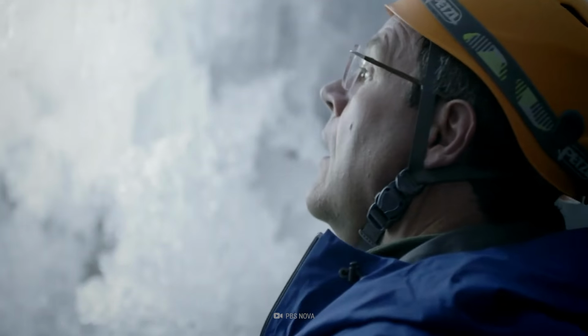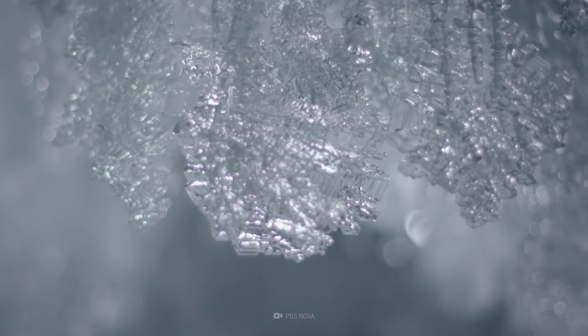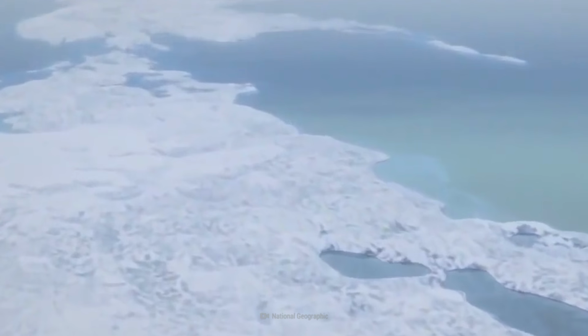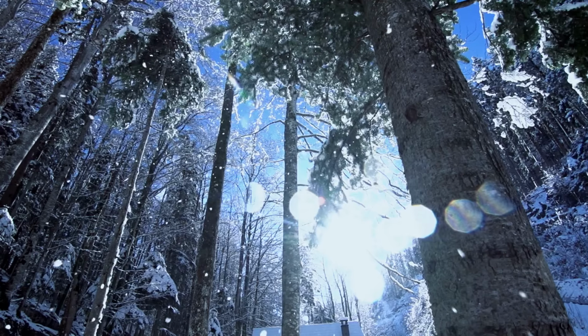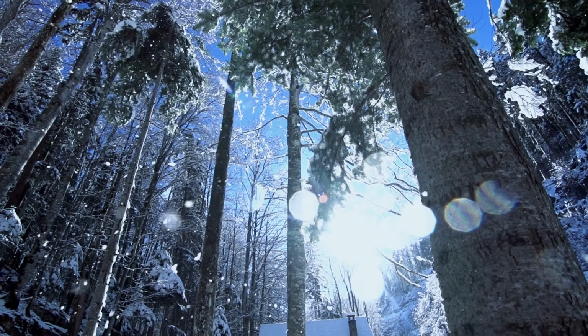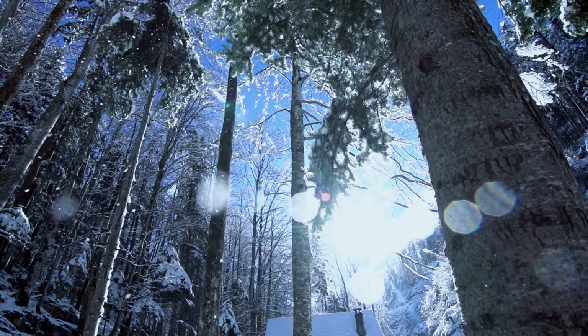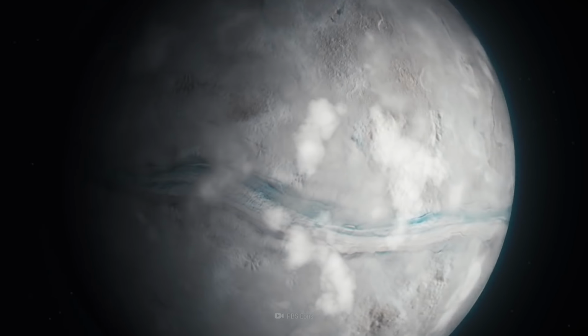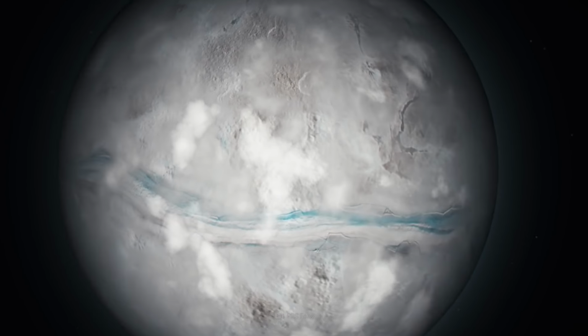Imagine Earth covered in thick sheets of ice and sea levels so low you could walk to a different continent. This is what our planet would look like during an ice age. There have been 5 of them in Earth's history, and they've had a huge impact on our present world.